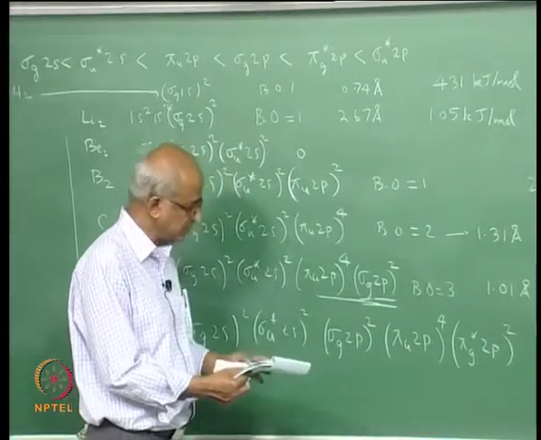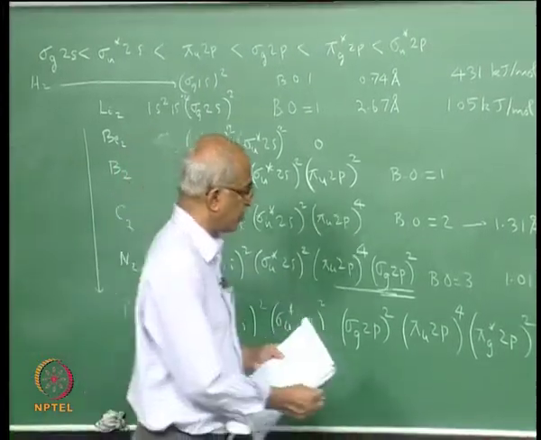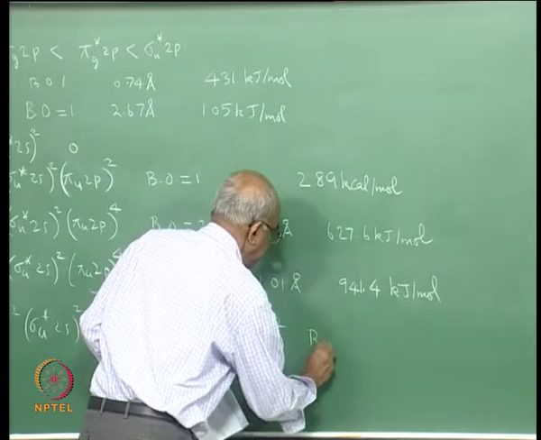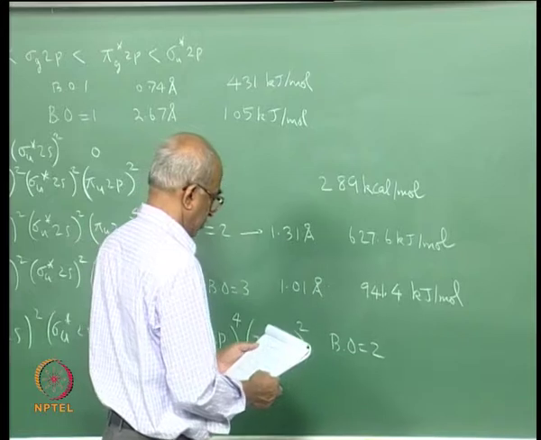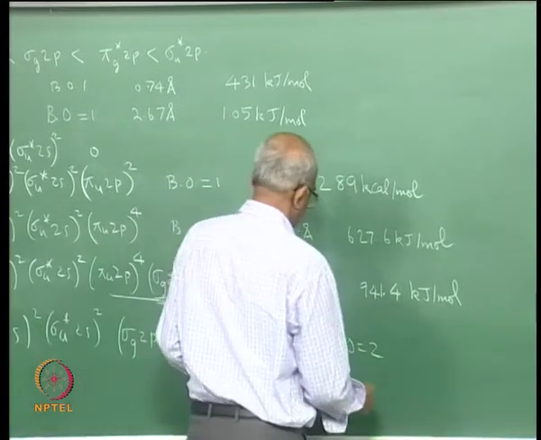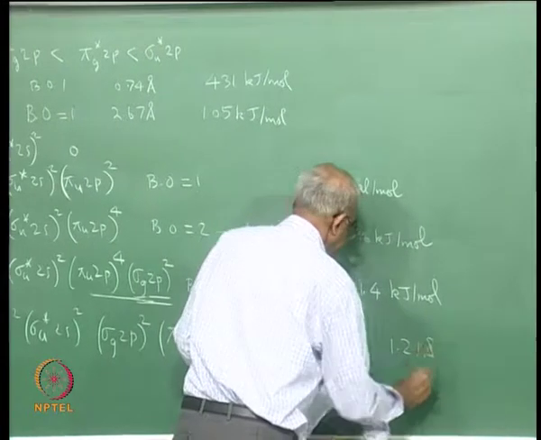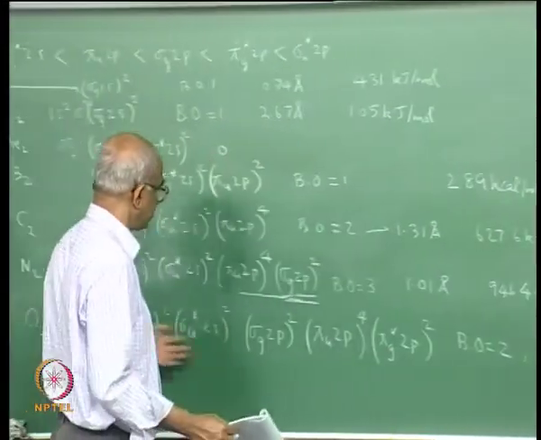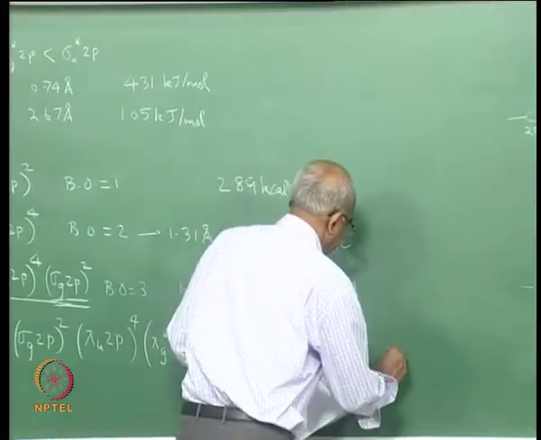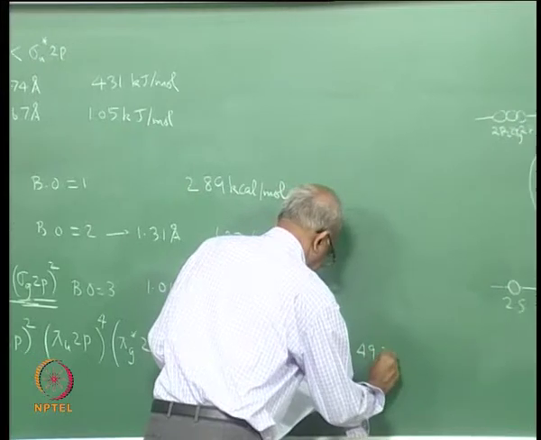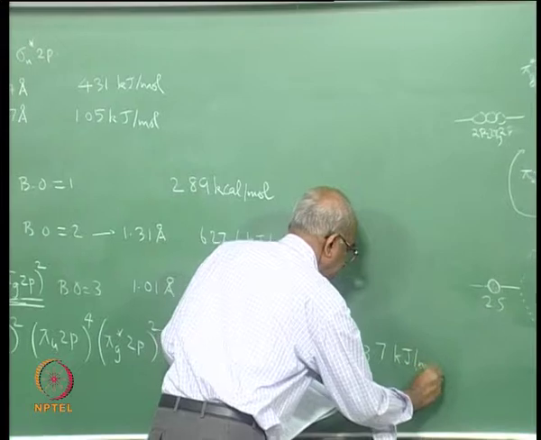The oxygen molecule has a bond order of 2, and the bond length is 1.21 angstroms. It is predicted to be a double bond, because if you calculate the bond order, you get 2, and the bond energy is 493.7 kilojoules per mole.